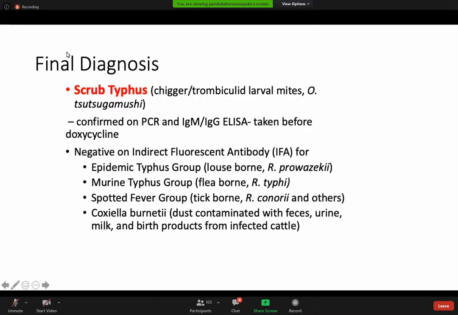So how it works is that the patient's serum is spread over a smear of rickettsial antigens. And if anti-rickettsial antibodies are present in the serum, these will bind. Then the serum is washed off and a secondary antibody is added. And this secondary antibody is an anti-human immunoglobulin, which is conjugated to a fluorogen. And that's what you see when you look under the fluorescent microscope.